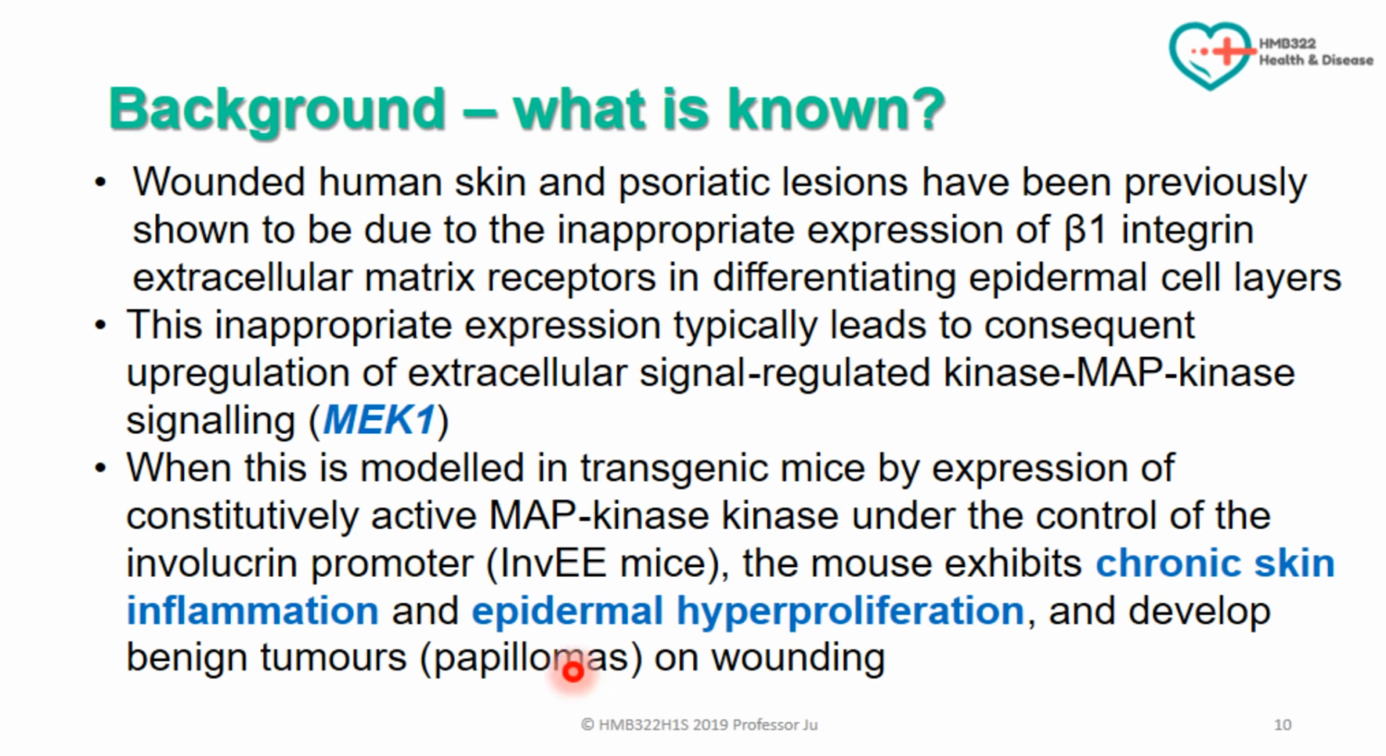So when you take this into account, you can actually develop an animal model for skin wounding, and this animal model might give you some insight into whether or not there's a link between skin wounding, where we have this integrin beta-1 pathway that seems to be so important, and the development of things like skin cancer. So if we have this MEK1, and when we talk about constitutively active, it means it's always turned on. You don't need a signal to turn it on. It's always turned on in a group of cells.